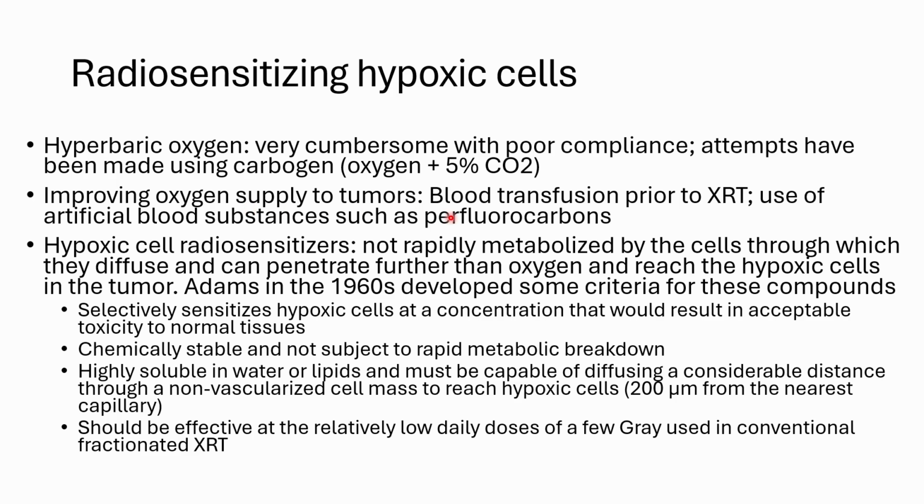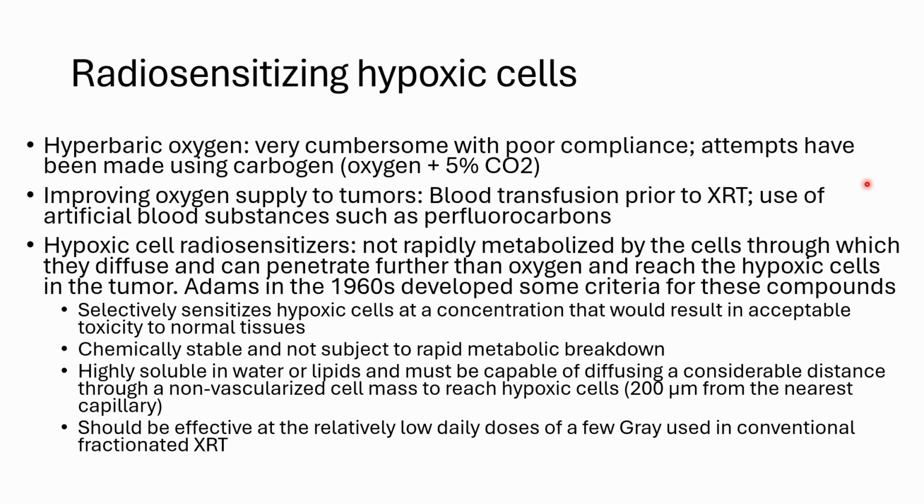So we can do that with blood transfusions, right? If you physically have more hemoglobin, you physically can transport more oxygen to the tumors. And so you can give blood transfusions prior to radiation. And you can also use artificial blood substances such as perfluorocarbons. And then you can also have something called hypoxic cell radiosensitizers. These are going to be compounds that are not rapidly metabolized by the cells through which they diffuse, and then they can penetrate further than oxygen and reach the hypoxic cells in the tumor.